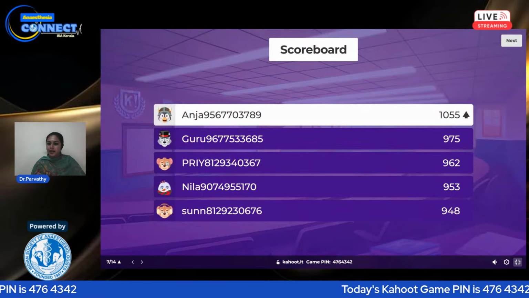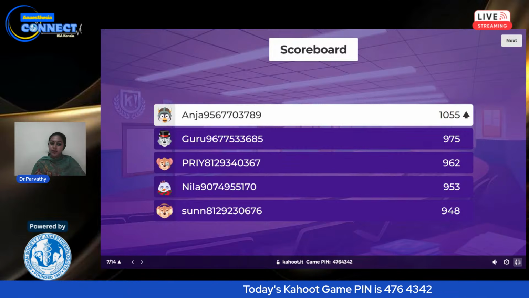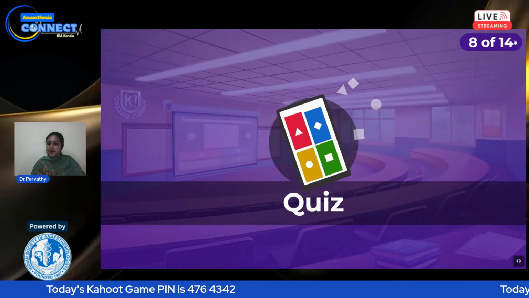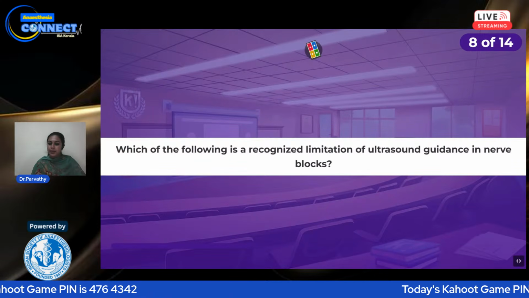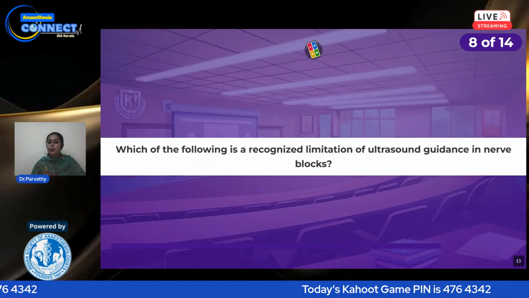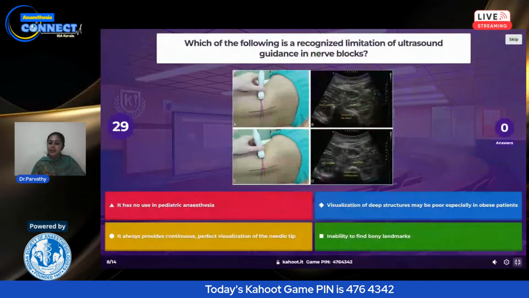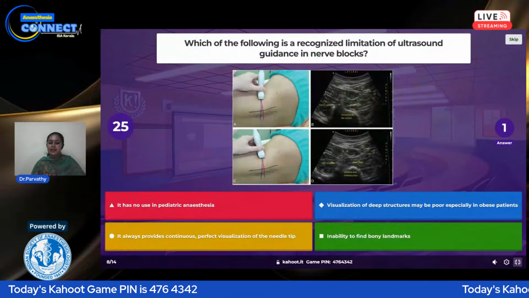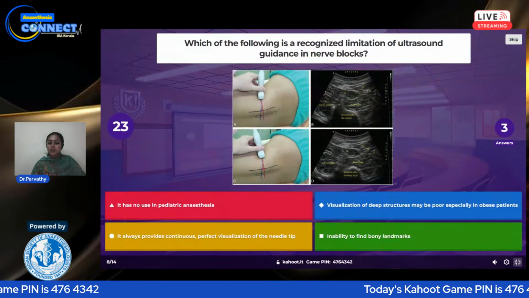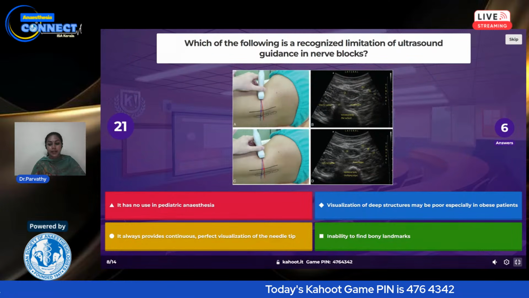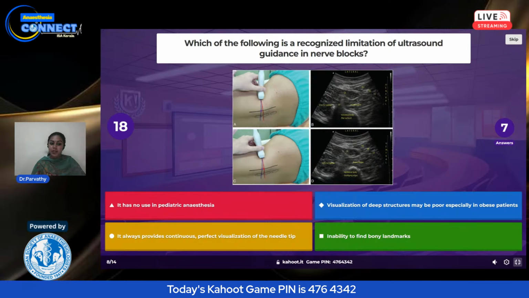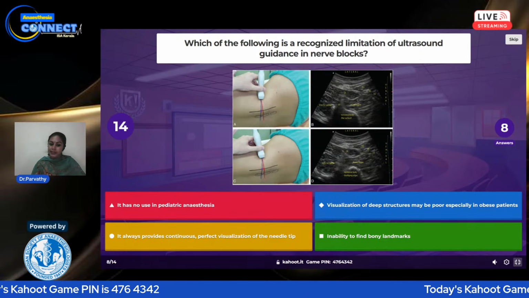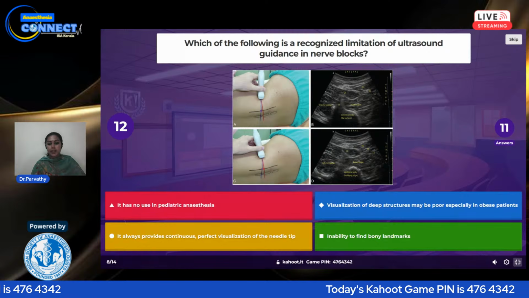Coming to the scoreboard. So next question. Which of the following is a recognized limitation of ultrasound guidance in nerve blocks? First option, it has no use in pediatric anesthesia. Second, visualization of deep structures may be poor, especially in obese patients. Third option, it always provides continuous perfect visualization of needle tip. Fourth is inability to find bony landmarks.